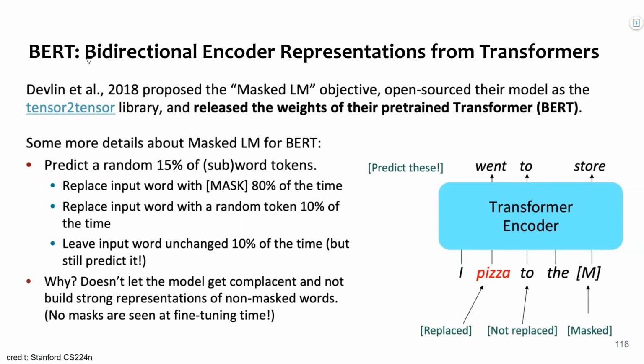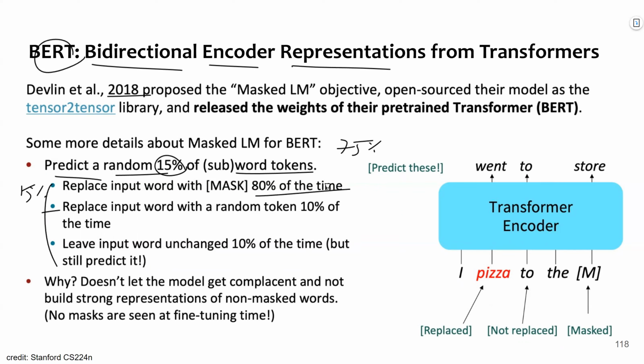This model is called Bidirectional Encoder Representations from Transformers, abbreviated as BERT. It came out in 2018, and its weights were also released in 2018. More specifically, let's look at how we make masks. The job of this BERT model is to predict a random 15% of word tokens. Therefore, 85% of the sentence is given as is, and only 15% of it is masked out. And among those 15%, 80% of them are replaced with the mask token.